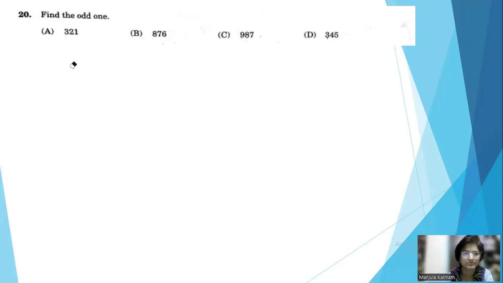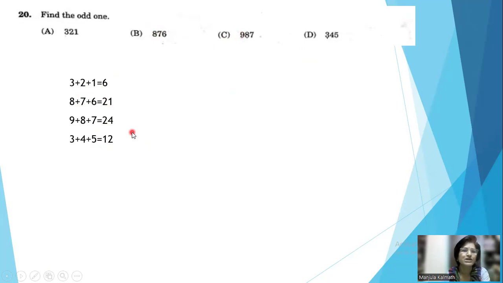It is B. How is it B? 3 plus 2 plus 1, 6. And second, by adding these digits, it will be 21. And by adding these digits, it is 24, and this is 12. So one reason we can give is that all are even numbers and only the 21 is an odd number. Only with this are we getting the odd number here. This is the correct answer.